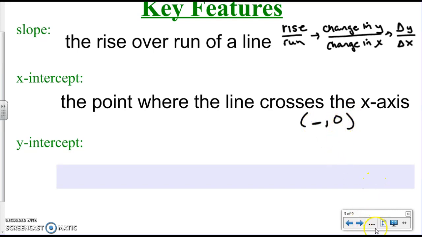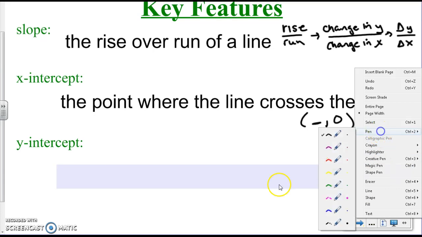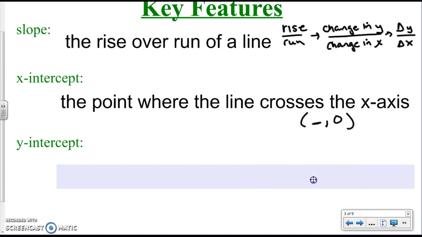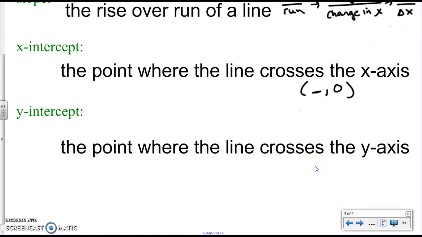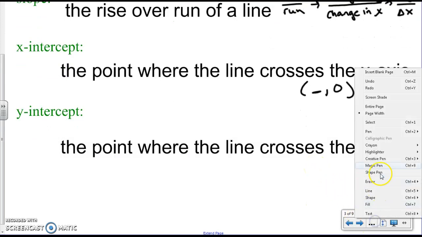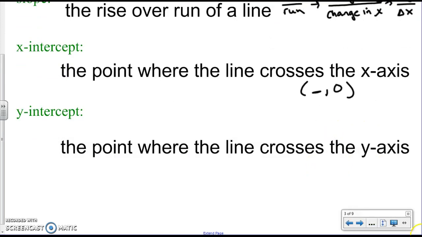And then for my y-intercept, we're actually going to change that. The y-intercept is the point where the line crosses the y-axis, but when we're looking at the table, instead we're going to have a 0 for our x and then something for our y. Okay, so let's go ahead and do some of these.